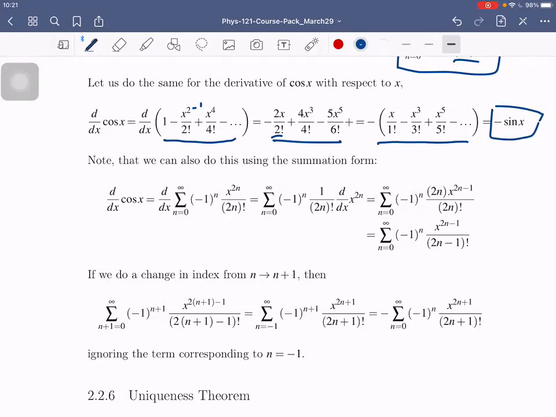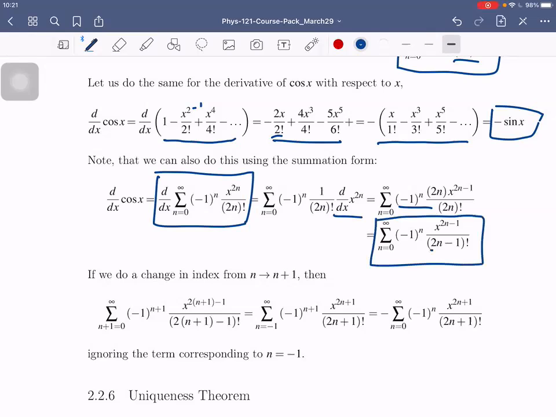Now, using the summation form, it is similar. We use the general form for cosine x, and then apply the derivative with respect to x, only to the x raised to 2n. So now we have this. Okay? You go back to the added terms. Remember, we start the summation here at 0, because we just follow what is here.